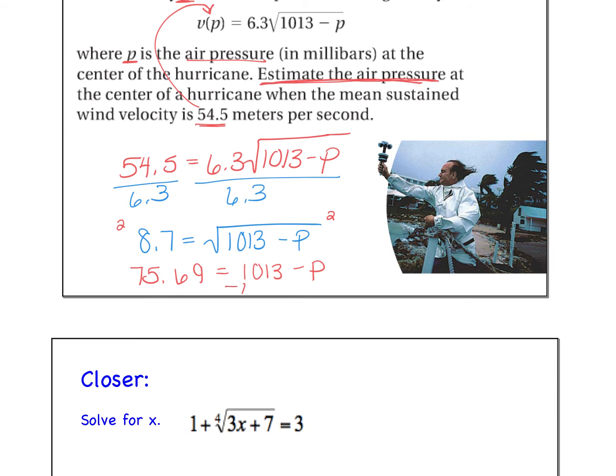I'll subtract 1,013 from both sides, and you will get a negative number, but that's okay. You'll see that it'll actually end up flipping. So I get negative 937.31 is equal to negative P. So basically, I'm going to just take the opposite of that, and so P, or my air pressure, is equal to 937.31, and then that's millibars.